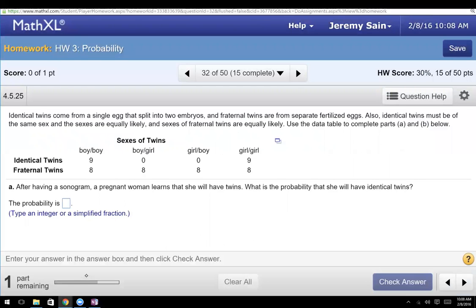It says, after having a sonogram, the pregnant woman learns she will have twins. What's the probability she will have identical twins? All right. Which I guess they didn't give us whatever else. So we know we're having twins.